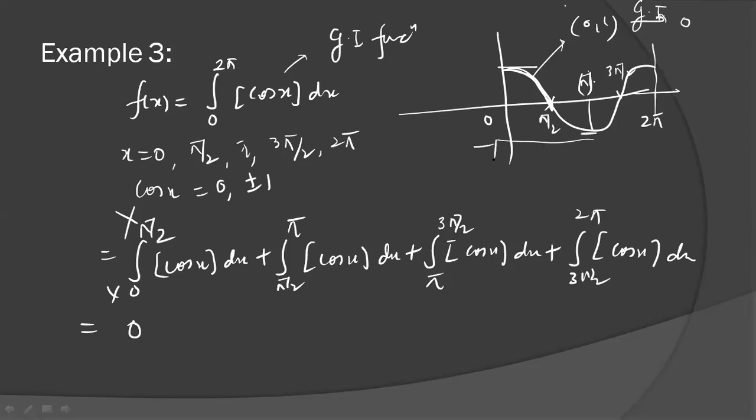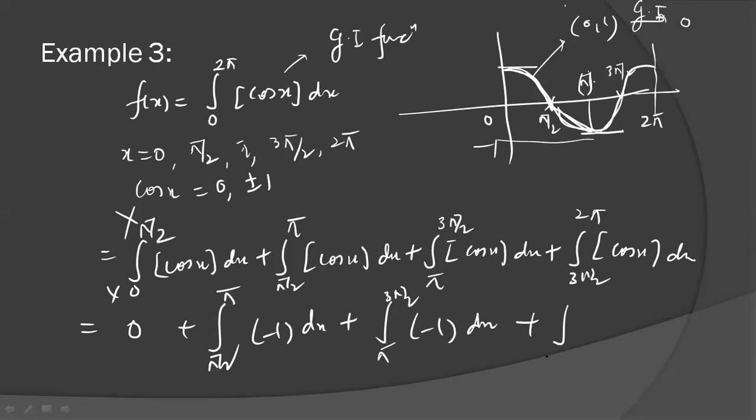Now between pi by 2 and pi, this value is between -1 and 0, so the greatest integer will be -1. From pi to 3 pi by 2, it is again -1 to 0, so the greatest integer will be -1. And from 3 pi by 2 to 2 pi, this value is again 0 to 1, so the greatest integer is 0 there. Again, if you simplify it, you will get minus pi as the answer for this problem.